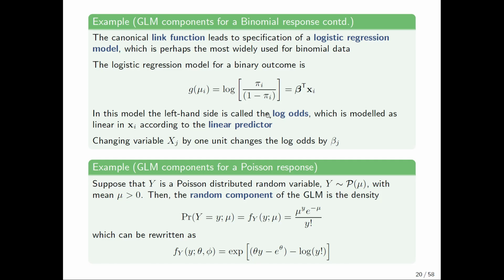Okay, and the third and final example I want to give is the Poisson distribution. So suppose y is a Poisson distributed random variable with mean mu greater than 0. Remember, the Poisson is the distribution for a non-negative integer count, and it only has one parameter because the variance is equal to the mean, the so-called equidispersion assumption. The random component in this model is the Poisson mass function, and it can be rewritten in exponential family form in that form shown there.